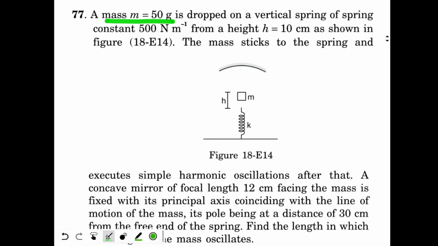The block has mass 50 gram, is dropped on a vertical spring of constant 500 Newton per meter from a height 10 centimeter. So the block is falling from a height 10 centimeter and sticking to the end of the spring, and then it will perform oscillations. So let's first of all find the amplitude of oscillation.